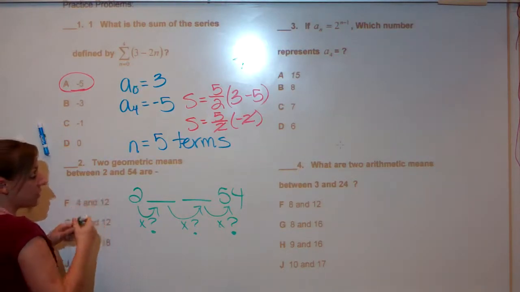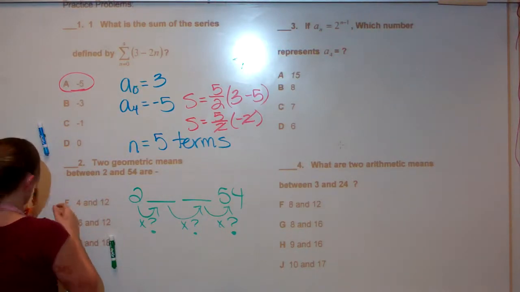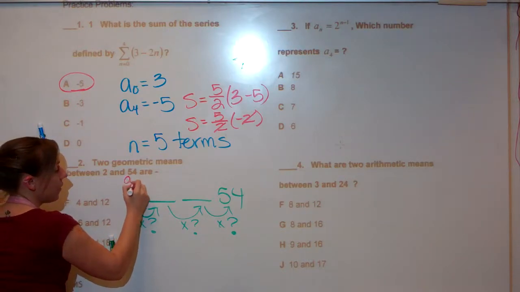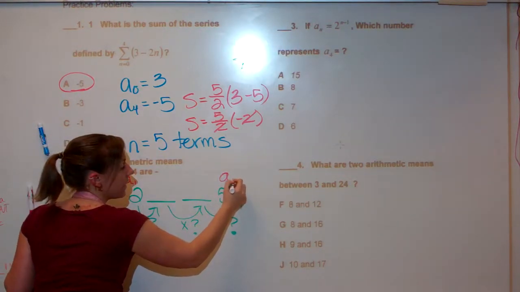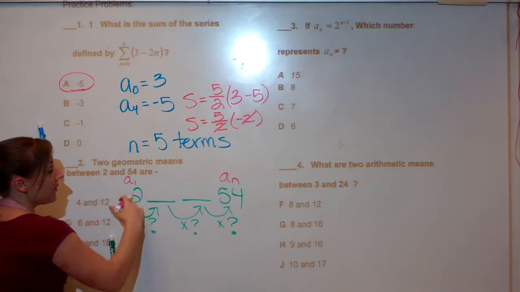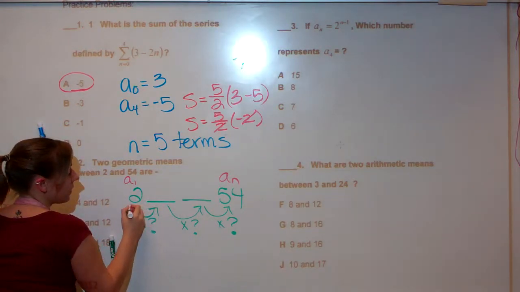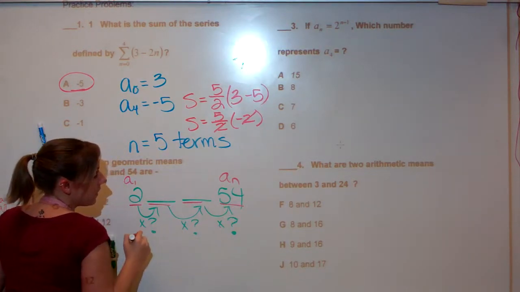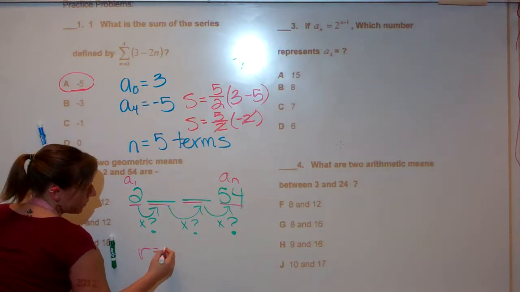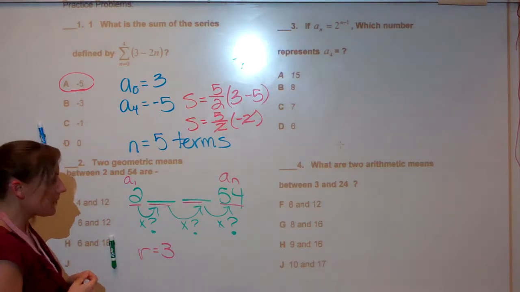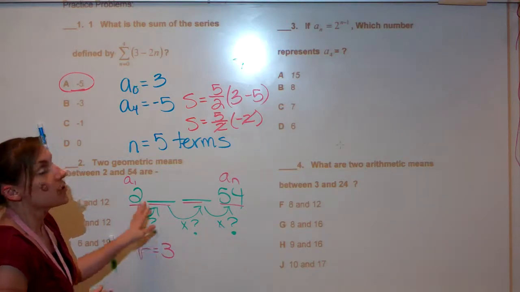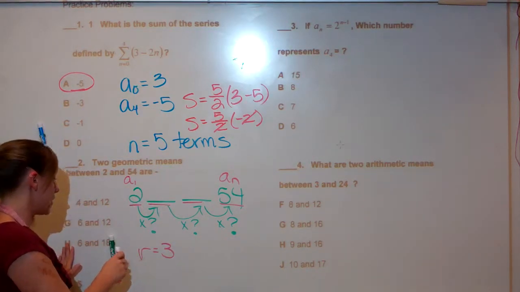So this would just be your, use this one, A1. This would be your AN or A4. You'd have n is 4 terms, 1, 2, 3, 4. So then your ratio when you solve it should be a 3. Okay, and then you just use the ratio. So I'm not going to finish that one out, but that's how you would start that one.